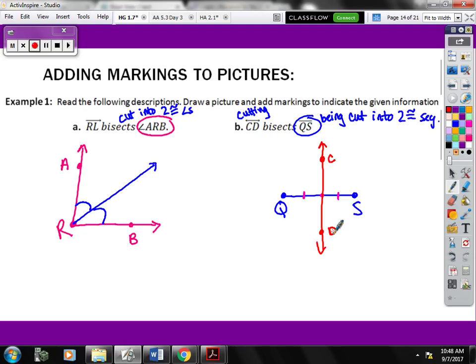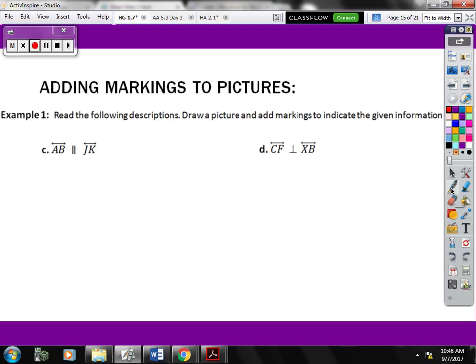Okay, the next one we have parallel lines. I think you guys can handle this one. Line AB is parallel to line JK. So we're going to draw two lines. Doesn't matter what direction or slant or slope they're at, just as long as they appear to never intersect. We'll label one of them AB, one of them JK, and then we will put the marking. What's the marking again for parallel lines? Yeah, a little arrow, one on each. If you wanted, you could put 2 and 2 or 3 and 3, but usually you start off with one.